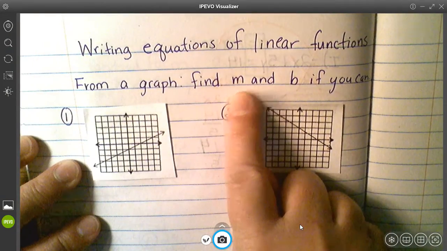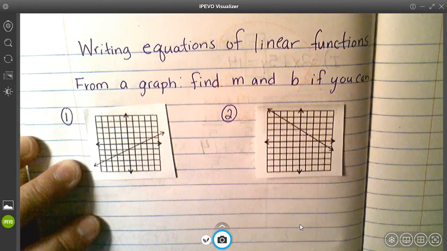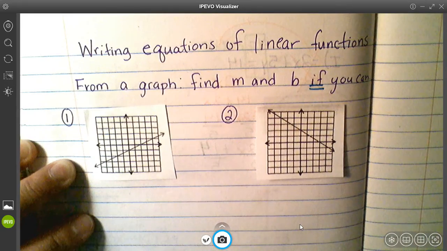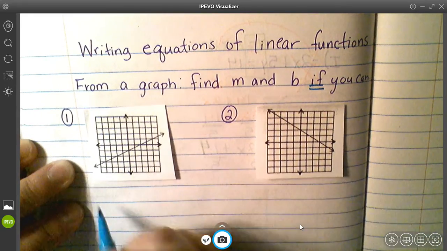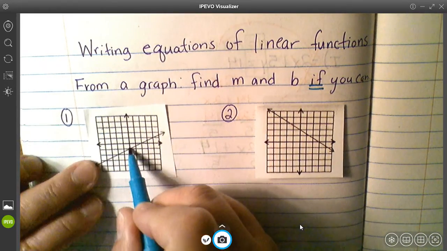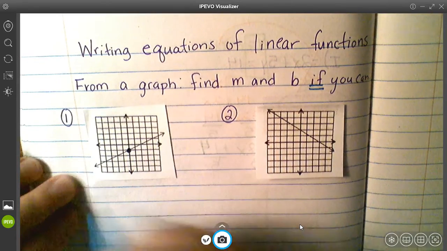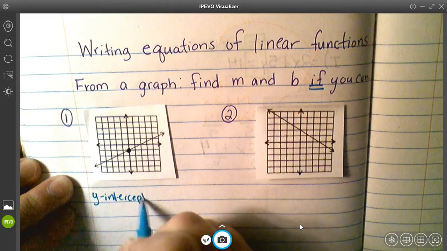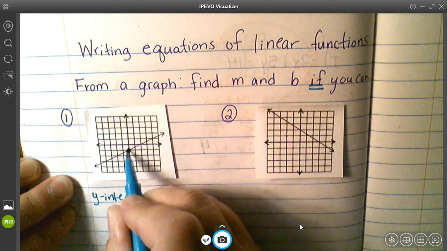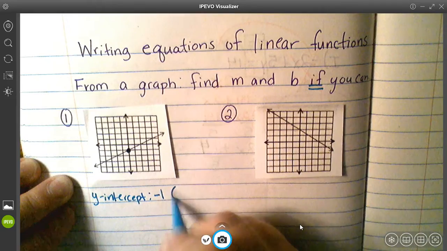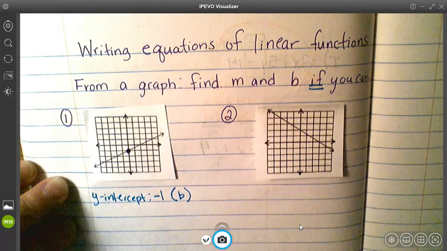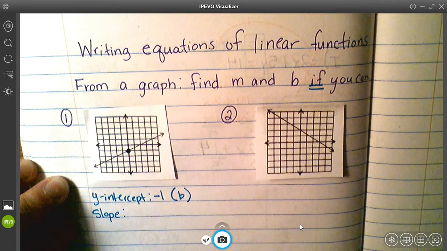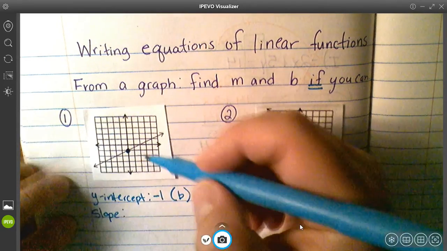If you can find your slope and your y-intercept, then there is no work to be done. So if I look at this graph, I can clearly see that there's a y-intercept at, what is that, -1. And so that's going to be my b. Then I'll have to remember how to count my slope. So remember to count your rise over your run.